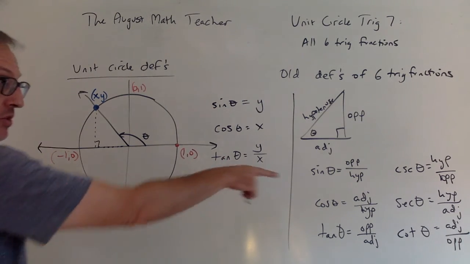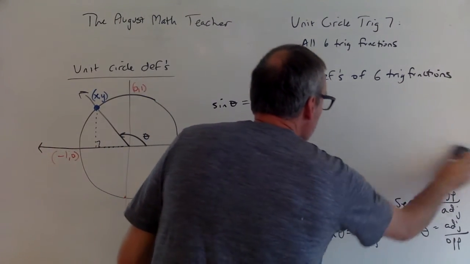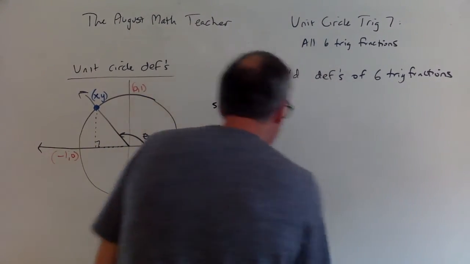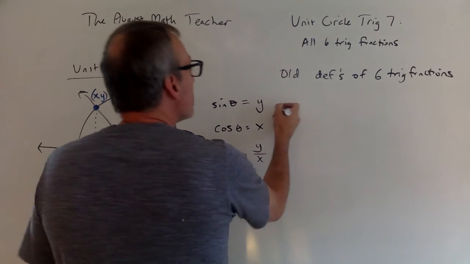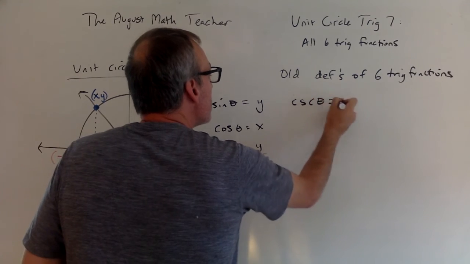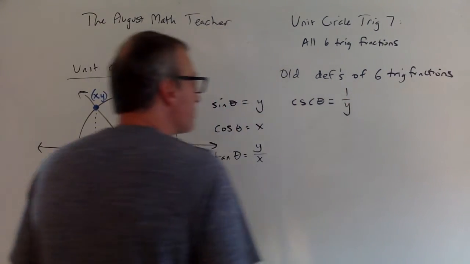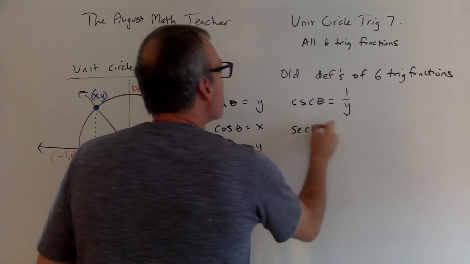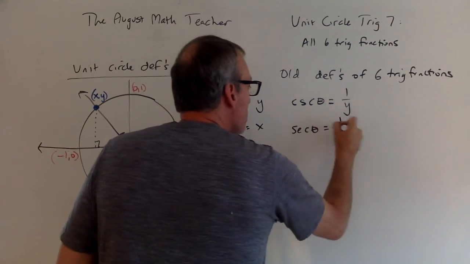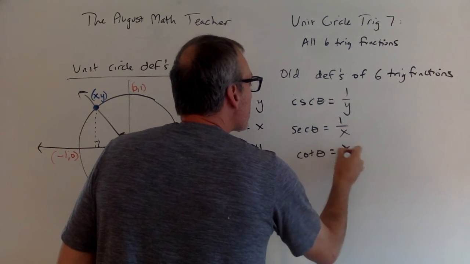The reciprocal functions, which I've written over here, I'm going to erase them here. I don't quite have enough room, but they are defined as reciprocals of these. And that should be an of course. Cosecant of theta is the reciprocal of sine, so it's 1 over y. Secant of theta is the reciprocal of cosine, so it's 1 over x, and the reciprocal of tangent is cotangent, so it's x over y.